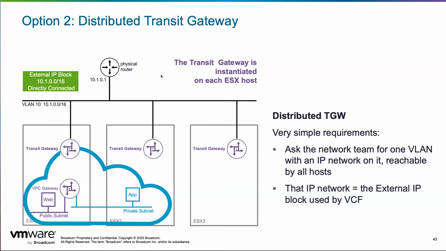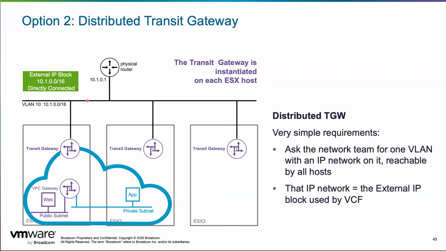And the external IP blocks, the blocks that need to be negotiated with the physical infrastructure, are simply going to be the IP addresses that are available on this VLAN. So if you have a virtual machine that has a public IP address, it's going to be taken from this block, and from the physical infrastructure, it will look as if this virtual machine was directly attached on this VLAN.